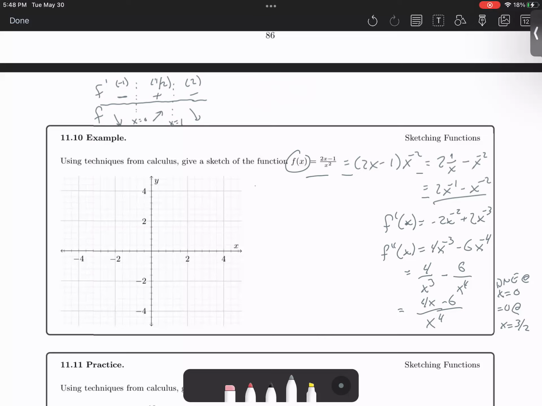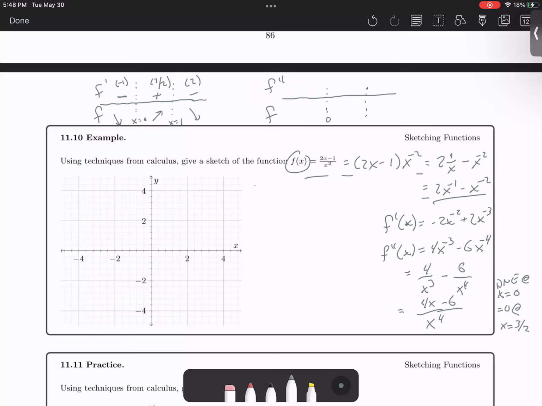Cool. So let's do the exact same thing. Let's look at our second derivative and what that implies about the original function. And it might change at 0 or at 3 halves. All right, some test values. Let's look at minus 1, 1 would be easy to plug in, and 2.